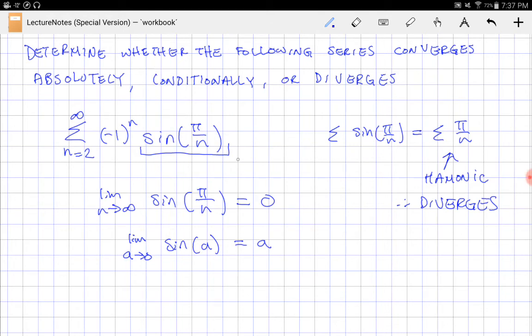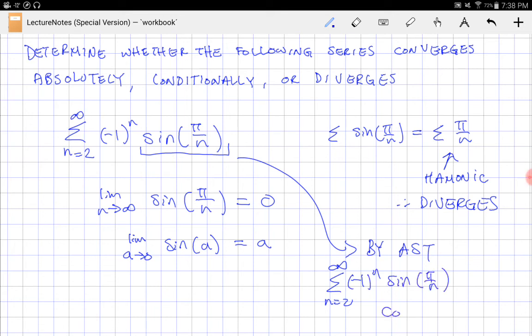However, by the alternating series theorem, since we proved that the sequence goes to 0 as n goes to infinity, and we know that this is a decreasing function as n increases, we can say that this will actually converge conditionally.